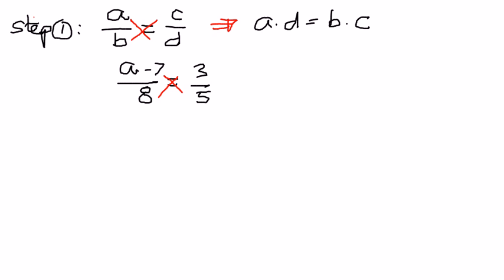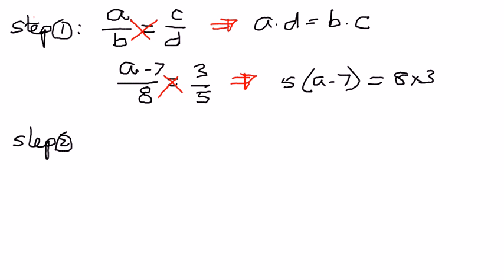And when we do that, this is the way it's going to come out. 5 times a minus 7 is equal to 8 times 3. And in here we want, let's write this as next step number 2. 5 needs to be distributed to every one of the terms inside this set of parentheses, a minus 7. 5 times a is 5a, and then 5 times 7 is 35, is equal to 8 times 3 is 24.